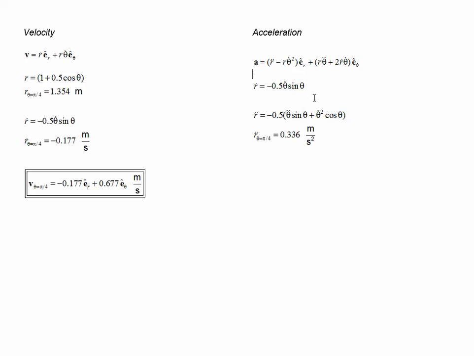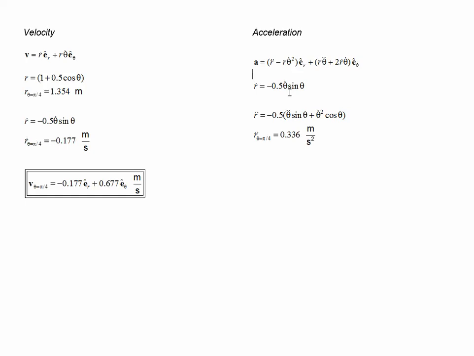Taking the time derivative of r dot, we're going to use both the product rule and the chain rule because we have theta dot times sine theta, so we'll need the product rule for that. And we have sine theta, which we use the chain rule for that. All right, so I'm just going to pull out the minus 0.5 as a constant, and take the derivative of everything else.